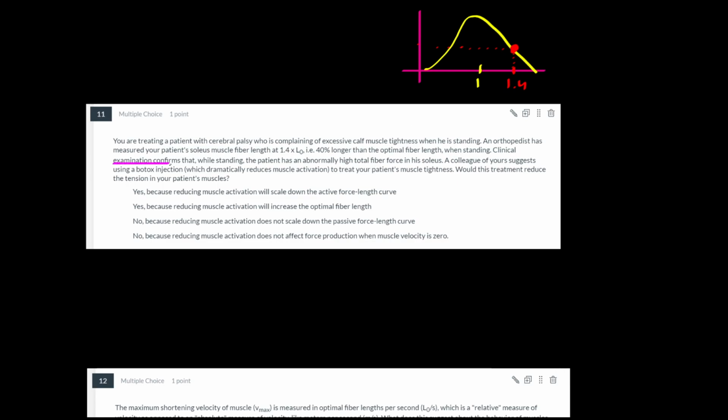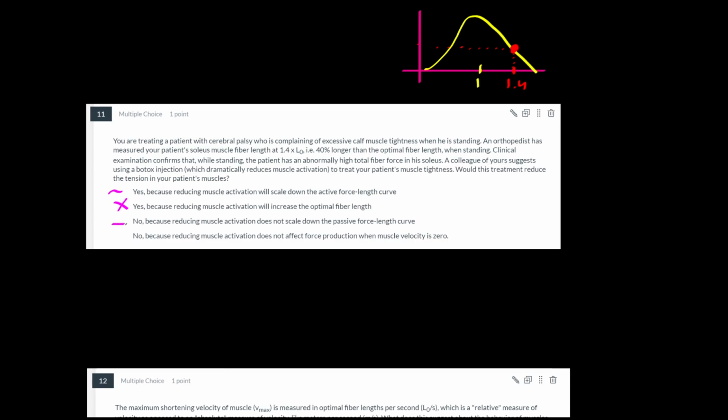Clinical examination confirms that when standing, the patient has an abnormally high total force. A colleague suggests using Botox, which dramatically reduces muscle activation. Would this treatment reduce tension? Well, okay, this is a reasonable answer. It would scale down the active force length curve. This does not seem like a reasonable answer because the muscle activation doesn't change the optimal fiber length.